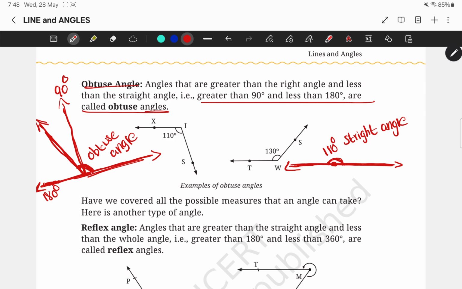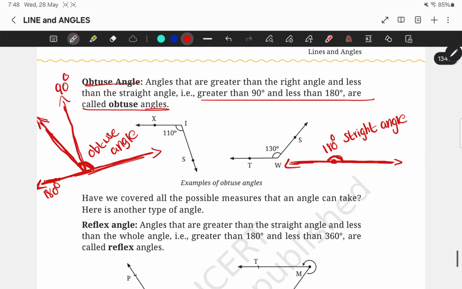The angle is 180 degrees, so it is greater than 90 degrees. The obtuse angle is also greater than 90 degrees, but for an obtuse angle it is less than 180 degrees, while a straight angle is exactly 180 degrees. So this is a straight angle.